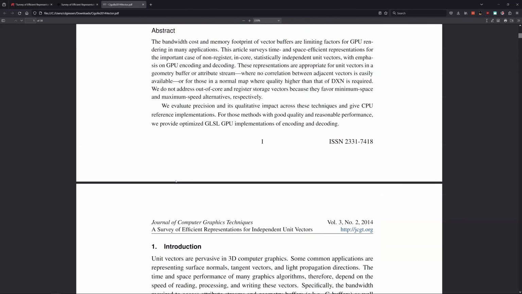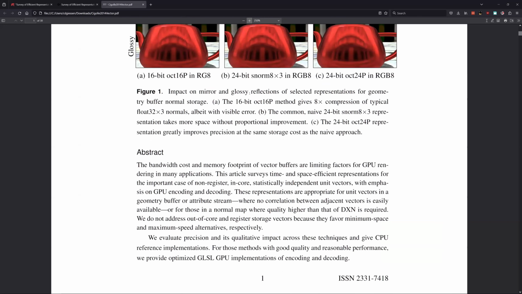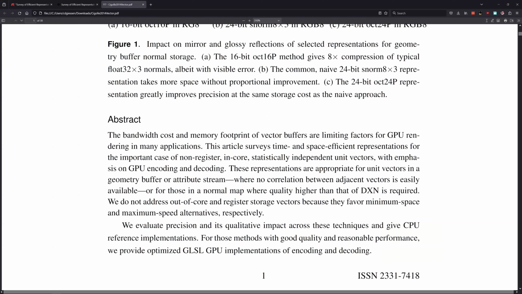Okay, so what's the abstract? Bandwidth is a limiting factor. Yes. Okay, so different ways of non-register unit vectors. Not sure what that means. Okay, I do get the statistically independent unit vectors. Each unit vector is independent from its neighbors.